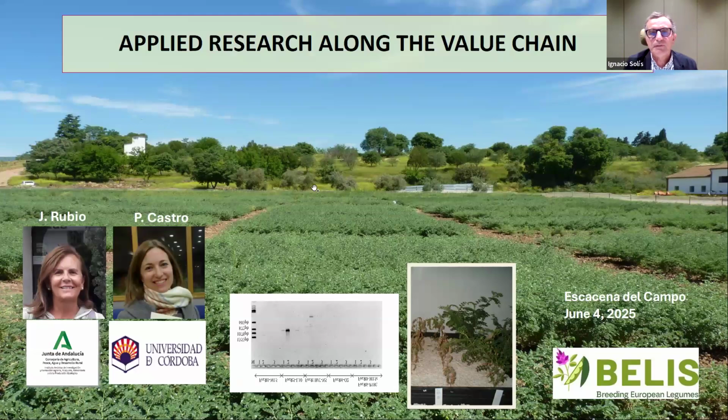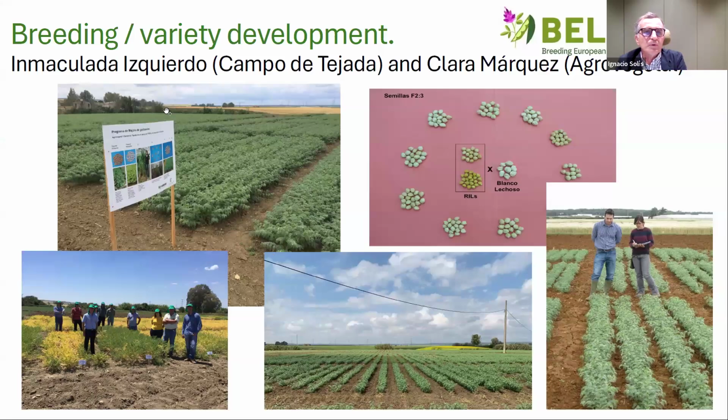That was the first talk, made by Jose Rubio and Patricia Castro, about the validation of markers. Later, the second talk was about the practical breeding in field conditions and variety development. It was made by Inmaculada Izquierdo of the cooperative Campo de Tejada and also Clara Marquez from Agrovegetal.